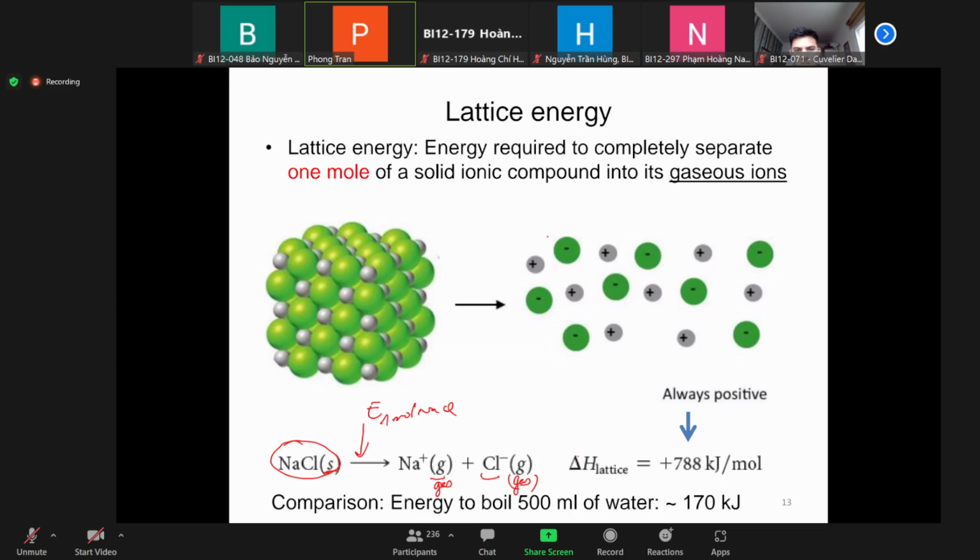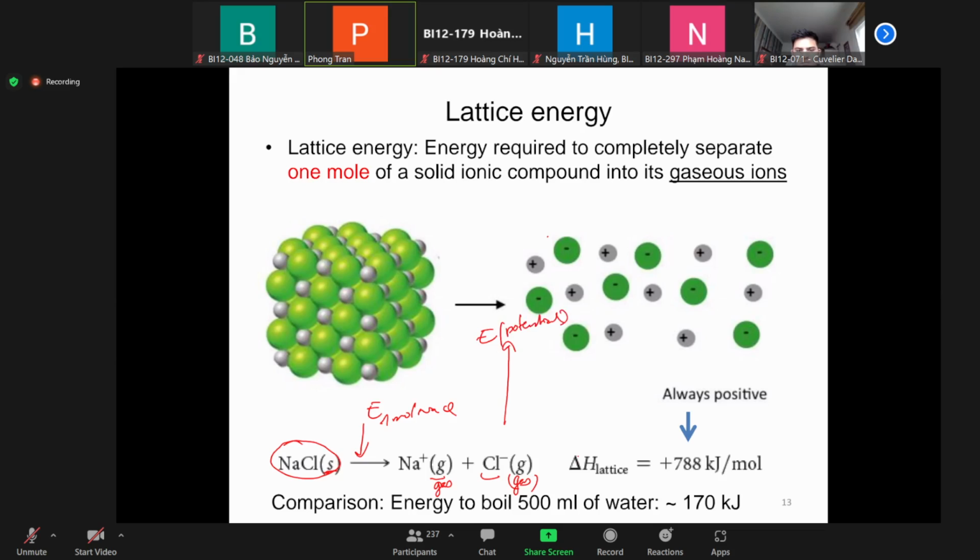Because the bonding between the sodium cation and chloride anion is exothermic, when we want to break it, you need to put in energy. So the lattice energy is always positive. If you want to imagine it a little more easily, you can pick up the energy diagram like the following. So here you have energy, which is potential.